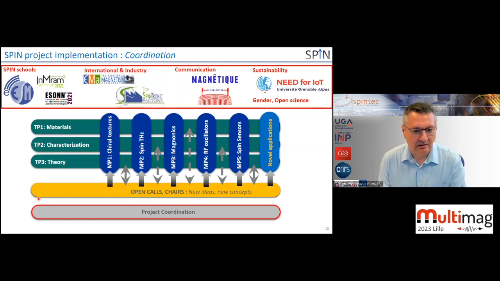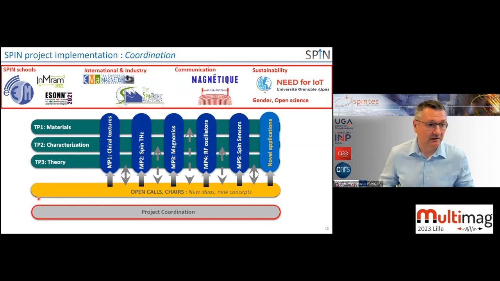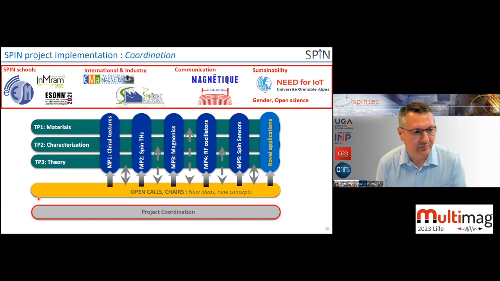In terms of coordination, apart from the scientific part, of course, there is a specific part, as in a big European project, in terms of training with some specific spin schools. There are some existing schools in which the French community is heavily involved, the European School of Magnetism, MRAM, the European School on Nanoscience and Nanotechnologies, which will be reinforced, but also other ideas of schools can be emphasized during this project. And the link with the international and European community, mainly through the European Magnetism Association or the Spintronic Factory.